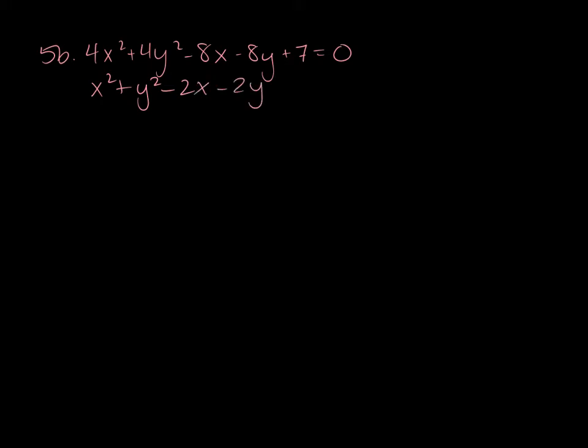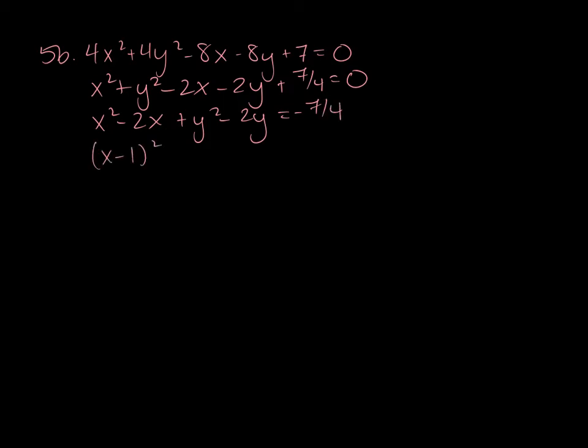It says 4x squared plus 4y squared minus 8x minus 8y plus c is equal to 0. First thing I'm going to do is divide everything by 4, because both x and y have that in common, so I want to get rid of it. So I end up with x squared plus y squared minus 2x minus 2y plus 7/4 equals 0. And then I'm going to get x's together, y's together, and the 7/4 on the other side: x squared minus 2x plus y squared minus 2y equals negative 7/4.